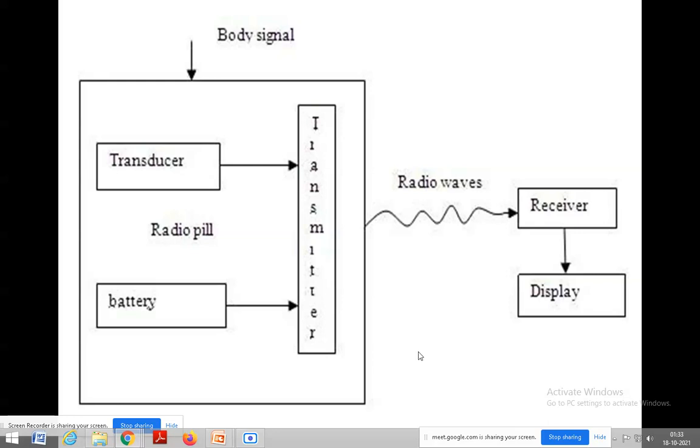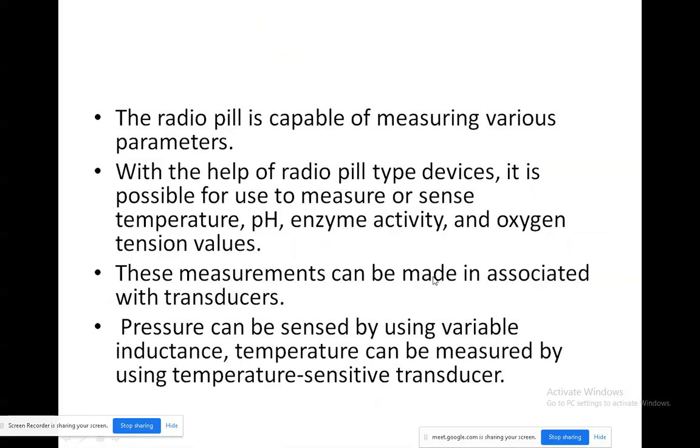So this is your radio pill system. The radio pill is capable of measuring various parameters. We put the radio pill inside the body to measure some parameters, such as temperature, pH value, enzyme activity, and oxygen tension value. All these measurements will be taken by your radio pill device.